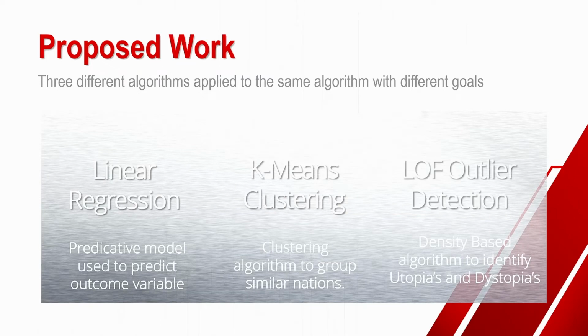So for our proposed work, basically we're going to be running three different algorithms on our data set. We will be using linear regression with the goal of putting together a predictive model used to predict outcome variables, and that outcome variable in our case is Life Ladder. We'll also be using k-means clustering, and that is to cluster different similar nations together based off the different variables that are contained within that nation.